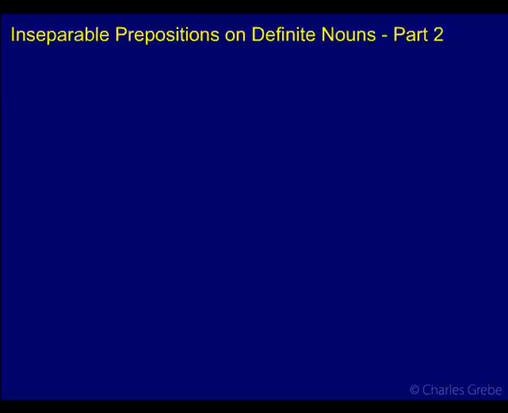Inseparable Prepositions on Definite Nouns, Part 2. We had a module entitled this in the past, and there we looked at what happens when you put le, be, or ke, one of the inseparable prepositions, on a word that has a definite article ha. So let us review that. We'll look at the word sefer.